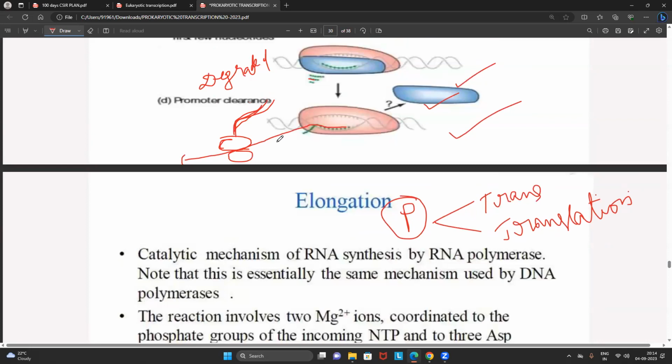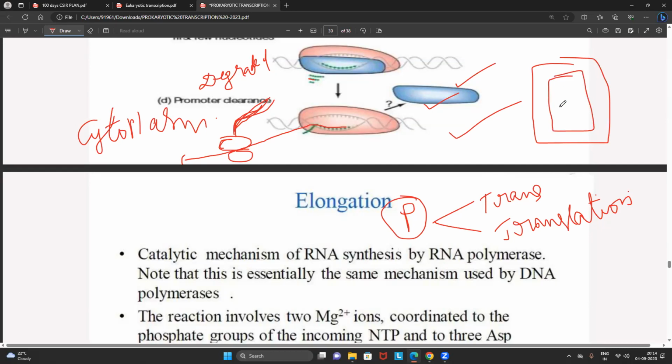Why? Because in the case of prokaryotes, transcription and translation are highly coupled. Why? Because both are happening in the cytoplasm only. Please don't think that in the case of eukaryotes, transcription and translation are coupled. They never occur at the same time, because in eukaryotes, replication and transcription take place exclusively in the nucleus. Never ever get confused with that particular point.